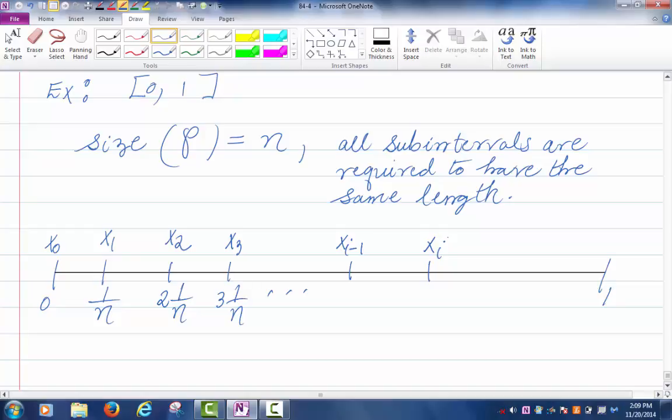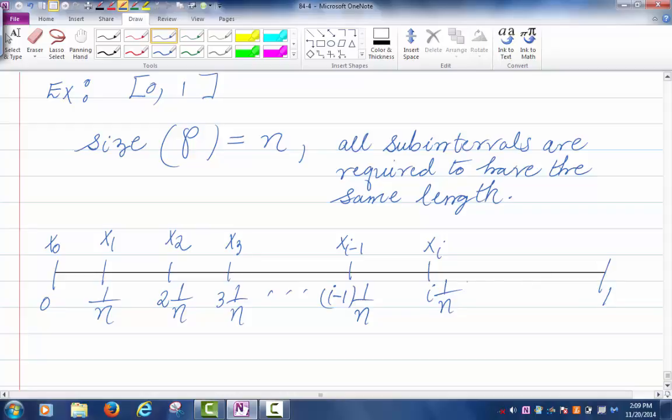And what is x_{i-1}? Yeah, it is n minus 1. No, not n minus 1, sorry. Well, look at x2, right? What is x2? 2 times 1 over n. x3, 3 times 1 over n. So x_{i-1} would be i minus 1 over n. And this one would be i over n, right?